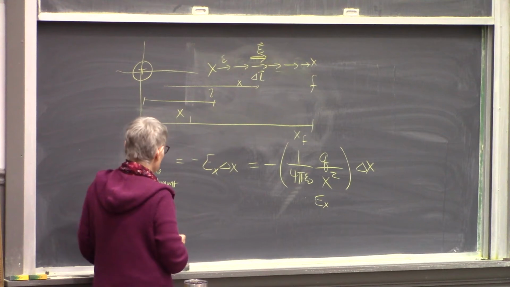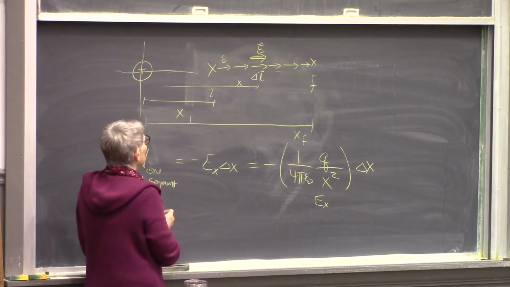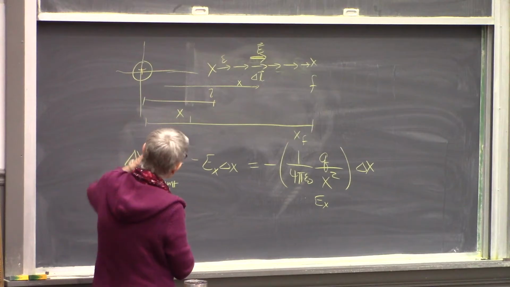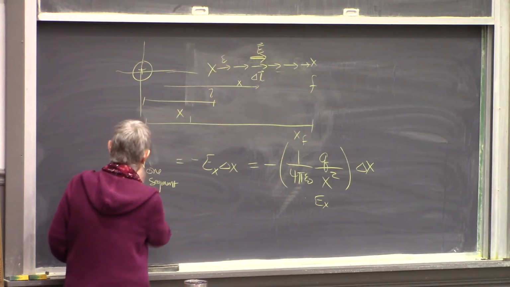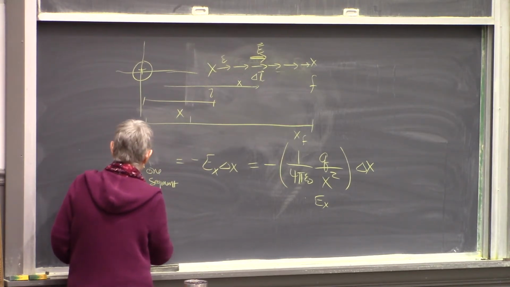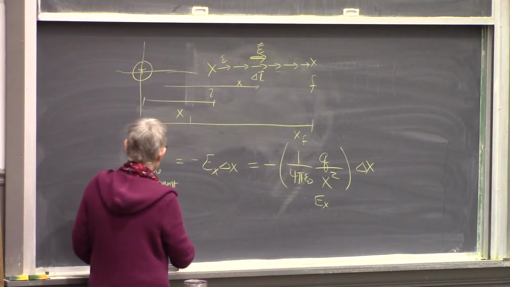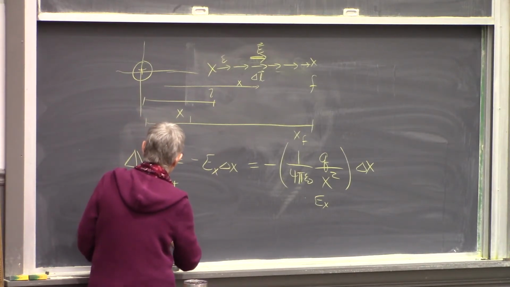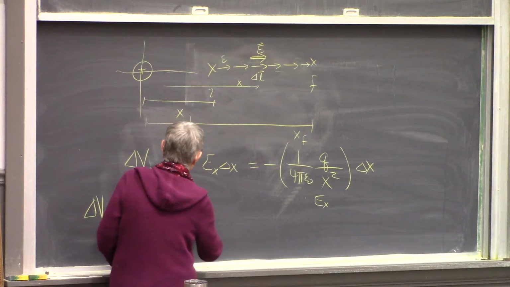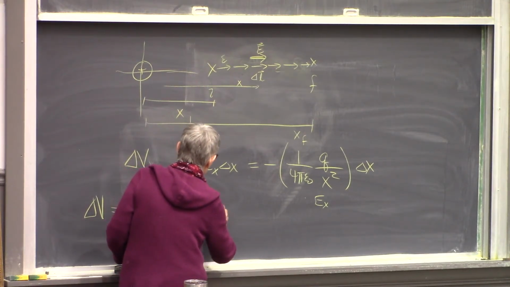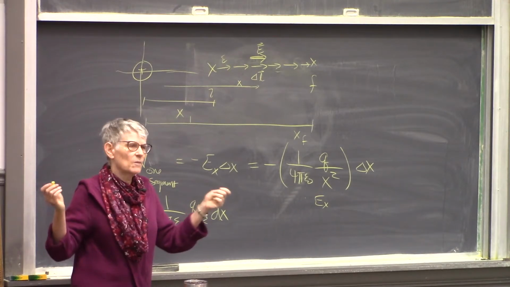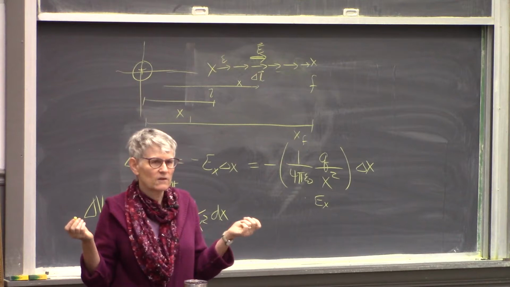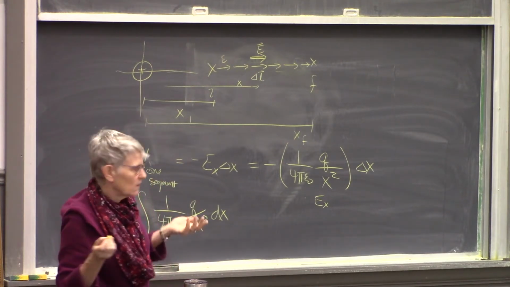So let's see if we can convert this into an integral. So this was delta V of one piece, but we want all of them. So what we're going to end up with is the integral of delta V equals minus the integral of E sub x dx. So it's minus the integral of 1 over 4 pi epsilon 0 Q over x squared dx. And what are our integration limits? Because we've got a path that has a beginning and an end, so this is a definite integral. X initial to x final.